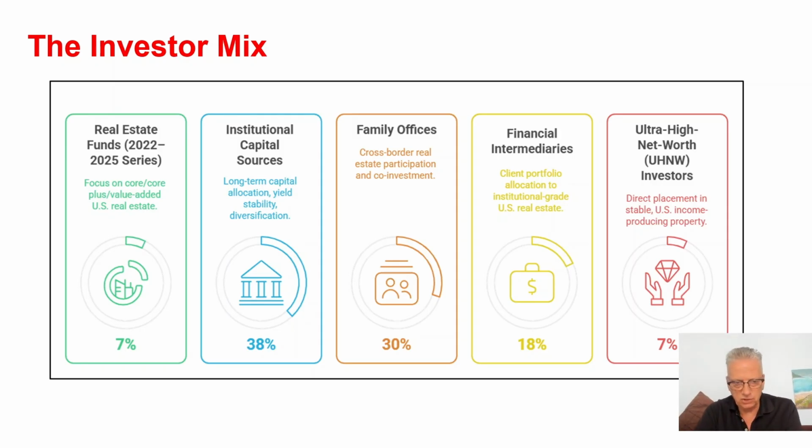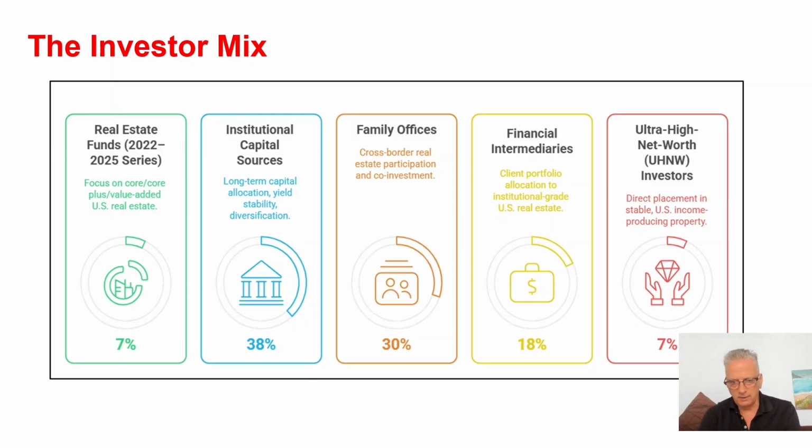Then I move on to institutional capital sources, which is the largest. These are long-term capital allocation, yield stability, and diversification. They're 38% of the contacts on this database. Family offices are another large component, so those are cross-border real estate participation and co-investment. A lot of these are groups outside the USA that have indicated that they are looking at US-based real estate in the sector we're looking at, which again is core plus value added.